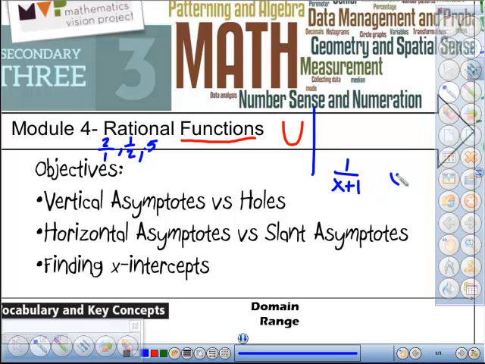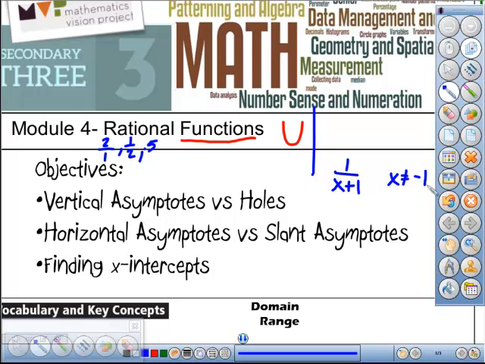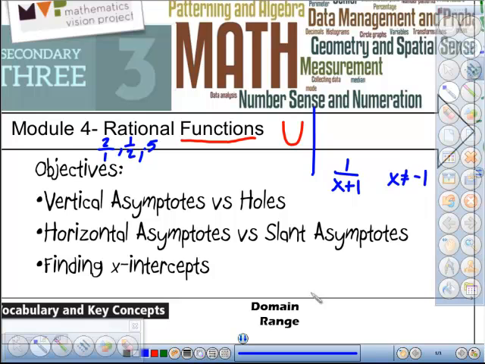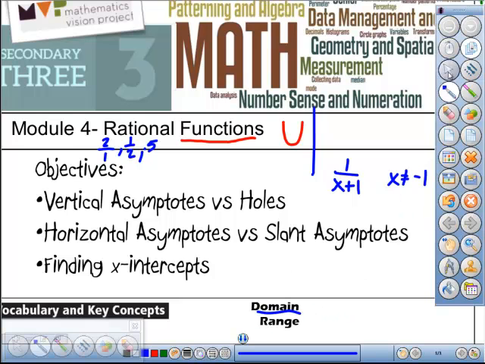Yeah, see, our x could never be negative 1. Okay, so we have a restriction here. We have a problem. We have an issue. If we substitute in negative 1, then our denominator would be 0, which would cause a domain error.